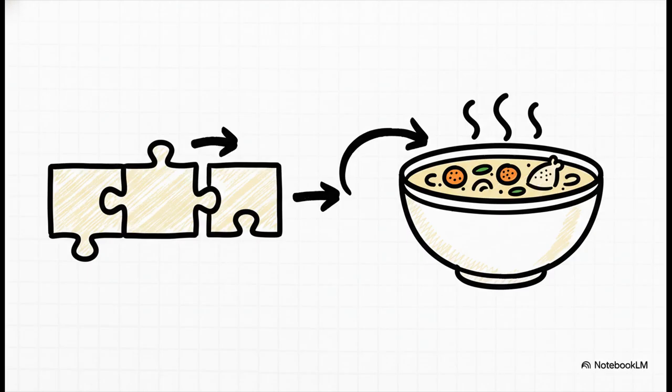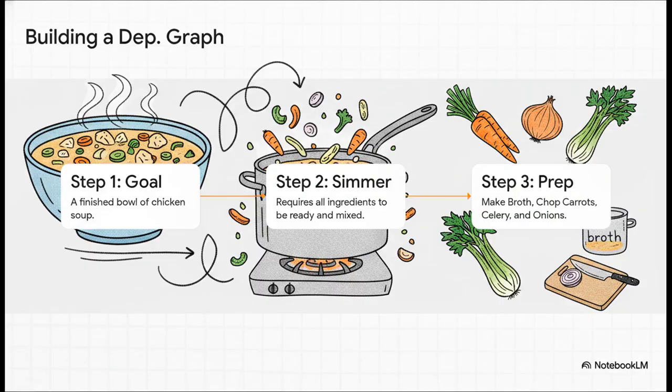And to make this super clear, let's use a really simple everyday example, making a pot of chicken soup. A really good trick here is to actually work backward from your final product. So our goal is the finished soup. What needs to happen right before that? We have to simmer all the ingredients together. Okay, and what needs to happen before we can simmer? Well, we need the broth, and we need all our veggies, the carrots, celery, onions, all chopped up. See, each of those is its own little task.